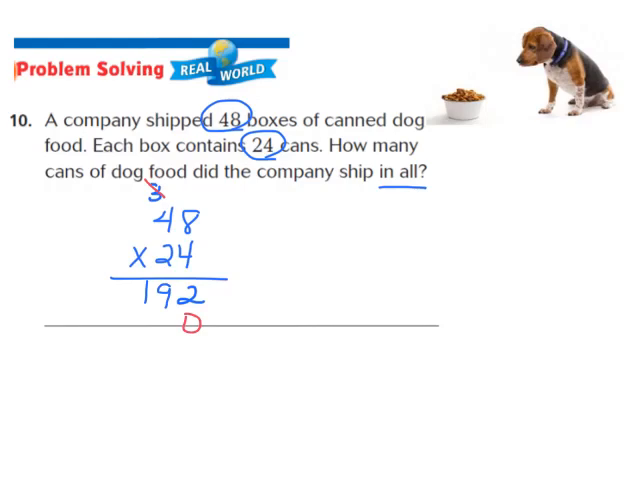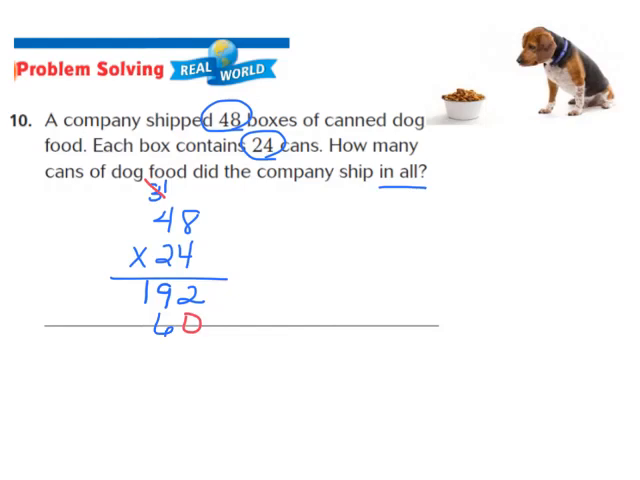Step 2 says multiply by the tens. So I'm now going to take my 48 and I'm going to multiply it by 20 because that 2 is in the tens place. So I know that, or when I think of 2 times 8, I know that that's going to give me 16. So I'm going to write my 6 down and I'm going to regroup the 1.